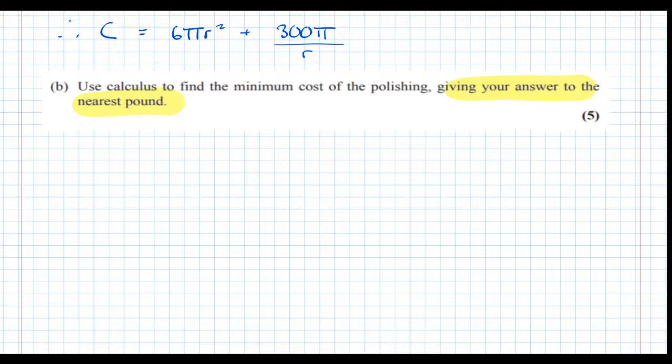So, anyway, right. Use calculus to find the minimum cost of polishing. Give me your answer to the nearest pound. Right, so let's write this in a differentiation-friendly format, first, before we differentiate. C equals 6 pi r squared plus 300 pi r to the minus 1.